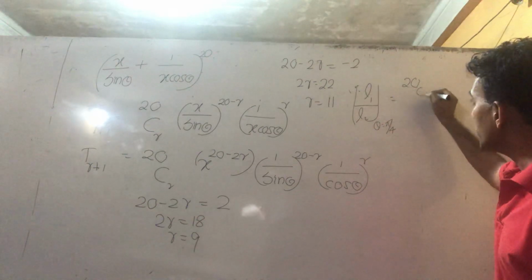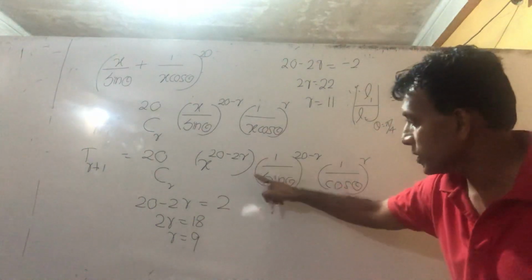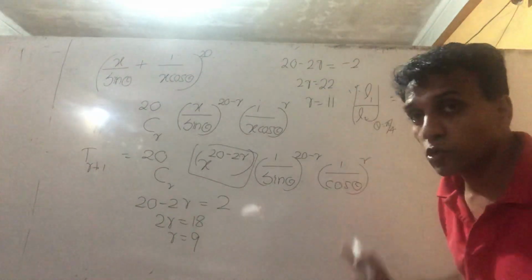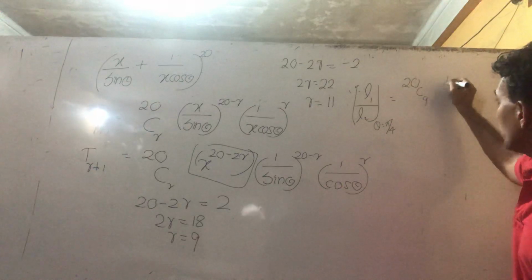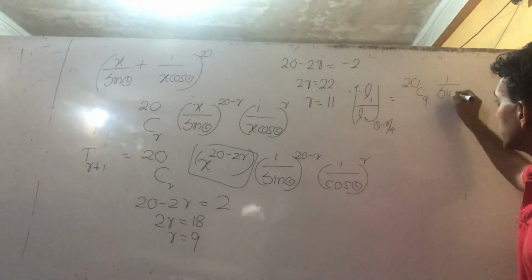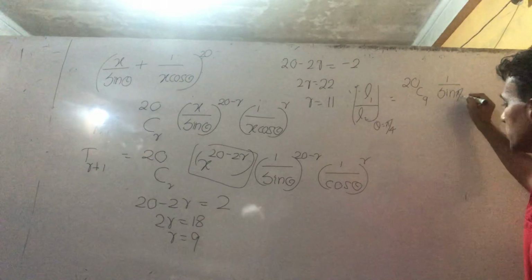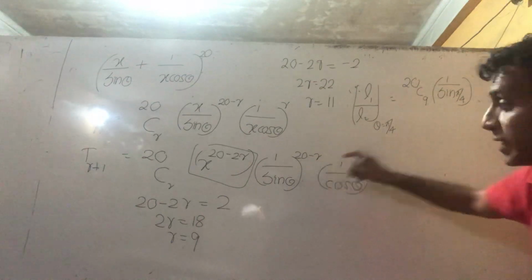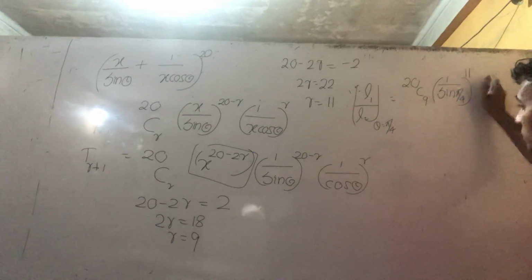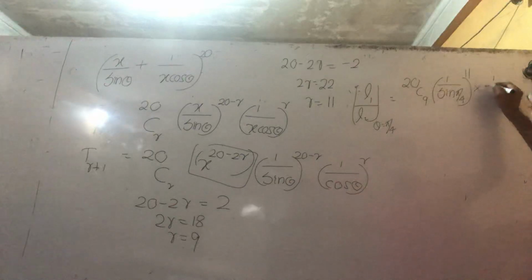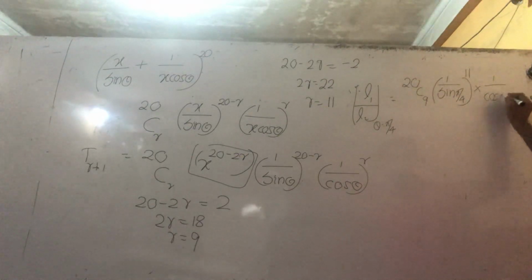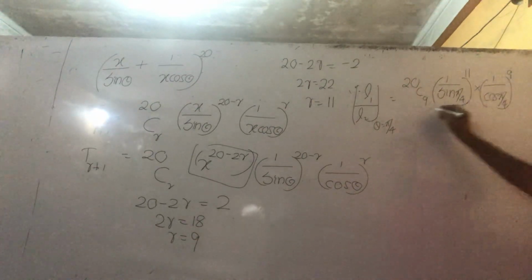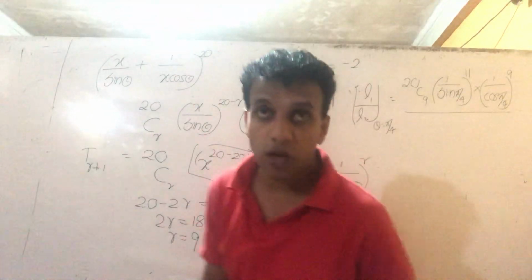20C9. This is not the coefficient; these three parts are the coefficient, right? So 1 over sine theta, or you can say pi by 4, sine pi by 4 to the power 20 minus 9, 11, into 1 over cos pi by 4 to the power 9. This is L1, okay, that is L1.